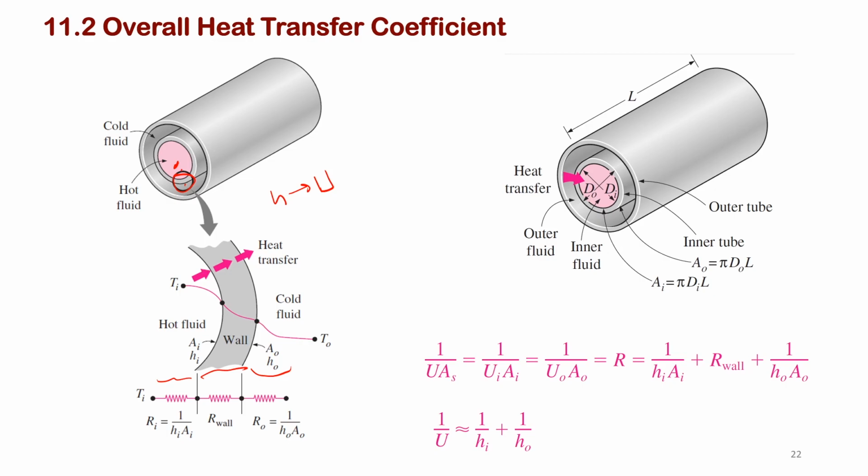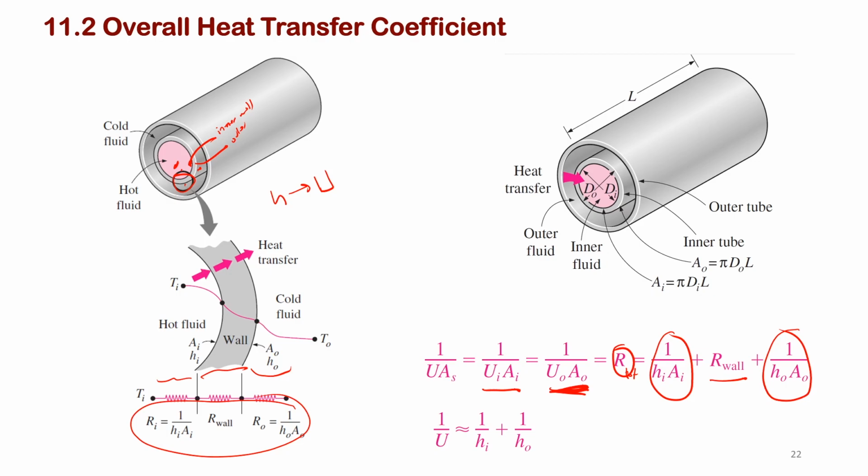If you want to write down the overall heat transfer coefficient, we want to be careful. You can define the overall heat transfer coefficient with respect to the inner or outer wall. If you are defining it with respect to the inner wall, you get the overall heat transfer coefficient with respect to the inner wall, U_i A_i, which is also equal to the overall heat transfer coefficient with respect to the outer wall times the outer surface area, U_o A_o. So this is the total resistance, or R total: 1 over h_i A_i, plus 1 over h_o A_o, plus R, the resistance of the wall.